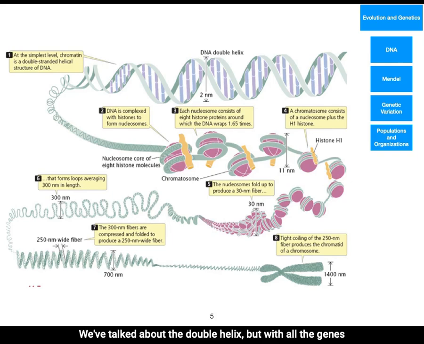We've talked about the double helix, but with all the genes that our cells contain, the double helix isn't small enough to fit in the nucleus of a cell. So the double helix has to wrap around a core of proteins that are called histones. When the double helix wraps around the core of histones, this structure is known as the nucleosome. The nucleosome then folds up to make fibers of varying loops and widths. Eventually, the fibers are tightly coiled into the chromatid, one arm, of a chromosome. It is these chromosomes that store our DNA within the nucleus of a cell.